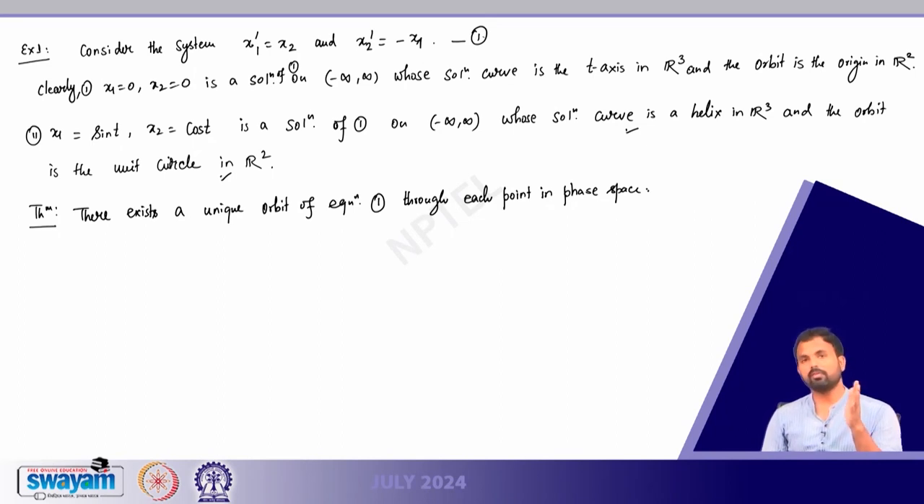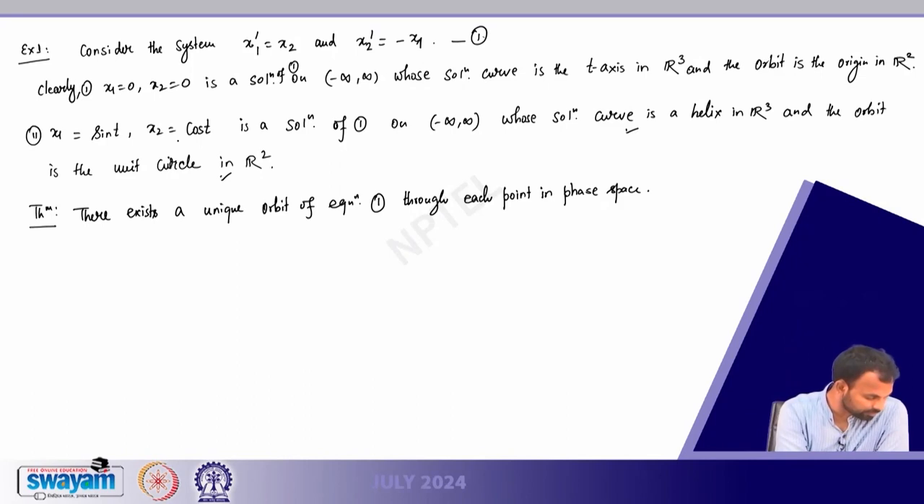This statement itself is very much straightforward. Basically you have a solution curve in the phase space and you have an orbit in R2. So obviously every orbit is unique, and it will pass through each point in the phase space. In this example we had the orbit x1 square plus x2 square equals 1, that is x1 equals sin t and x2 equals cos t. So this will be passing through each point in the phase space.